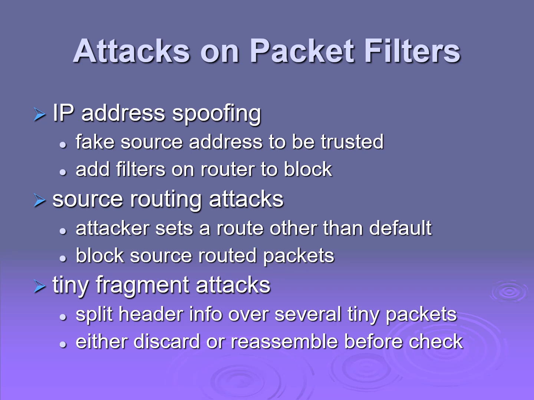The third one is called tiny fragment attacks. The intruder uses the IP fragmentation option to create extremely small fragments and force the TCP header information into a separate fragment, to circumvent filtering rules that depend on TCP header information.